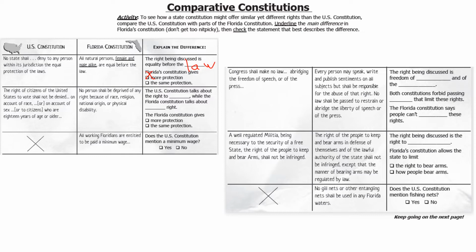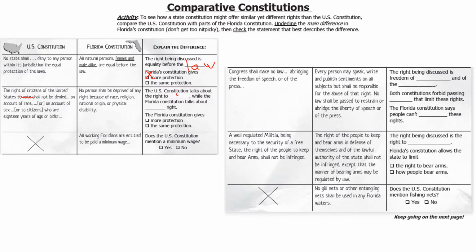The right of citizens of the United States to vote shall not be denied on account of race or on account of sex or to citizens who are 18 years of age or older. No person shall be deprived of any right because of race, religion, national origin, or physical disability. The U.S. Constitution talks about the right to blank, while the Florida Constitution talks about blank right. So, if we're looking specifically at the right to vote, the first answer here would be vote.